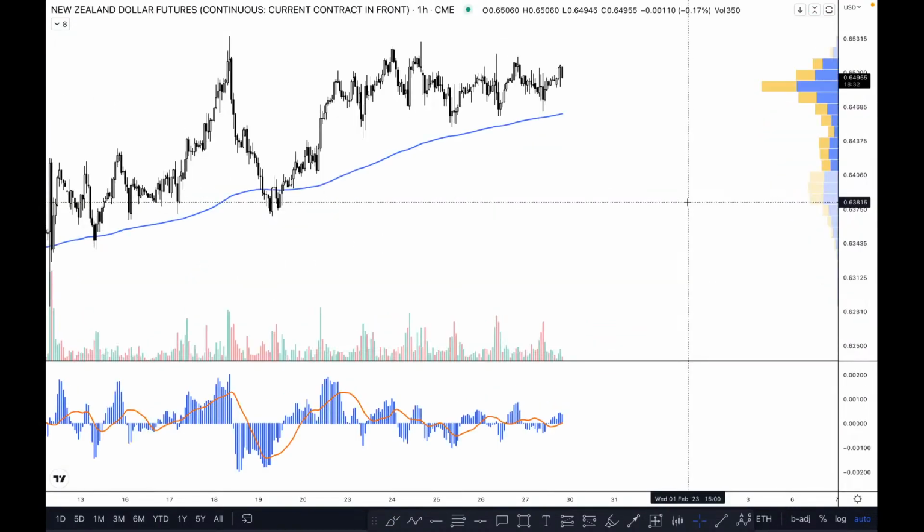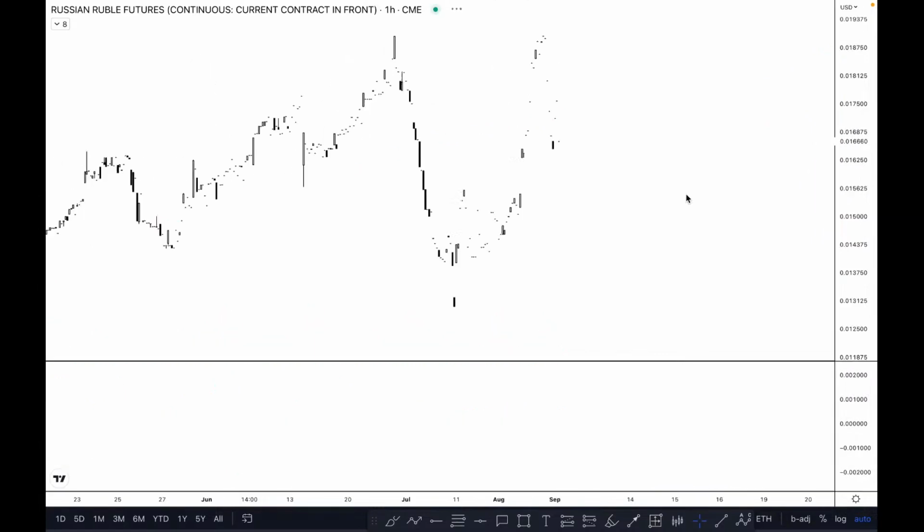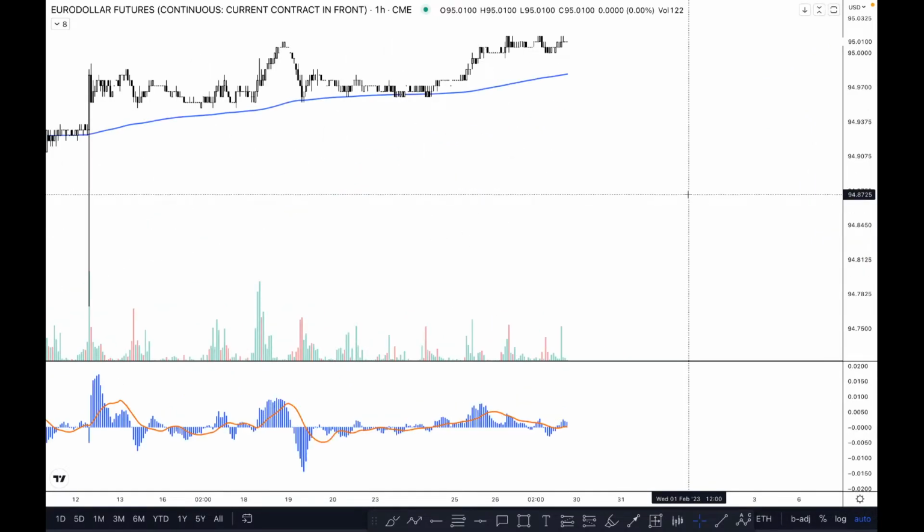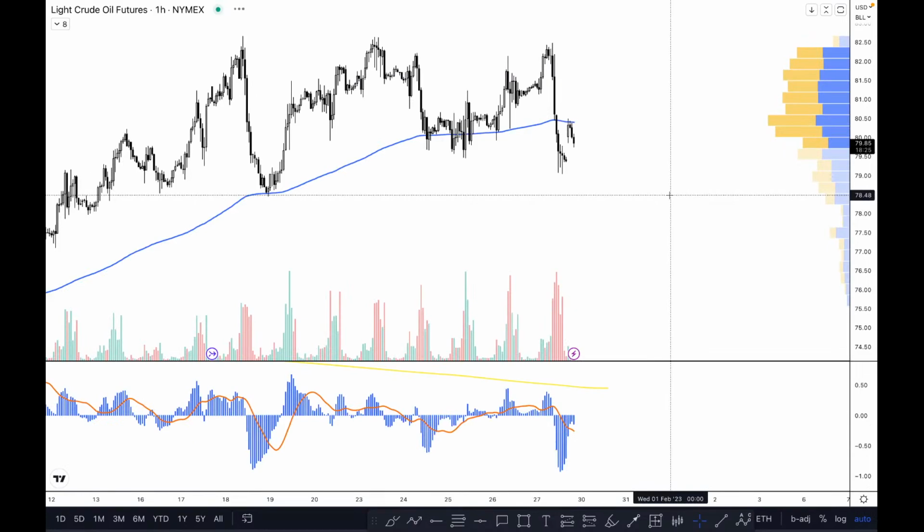And then the CAD and the New Zealand, we don't care about that, or the ruble, or that. So let's go to the next one. Oil.